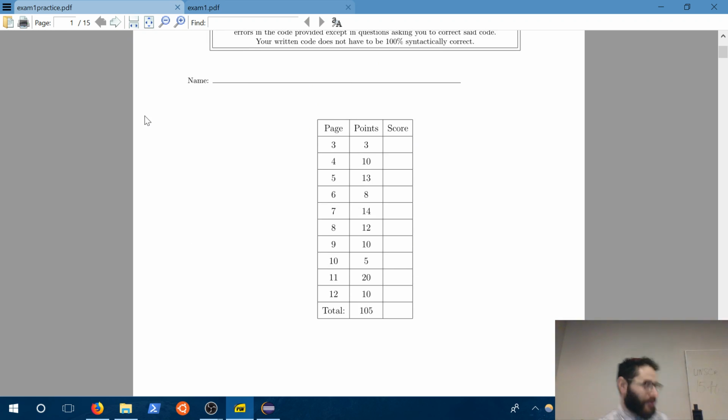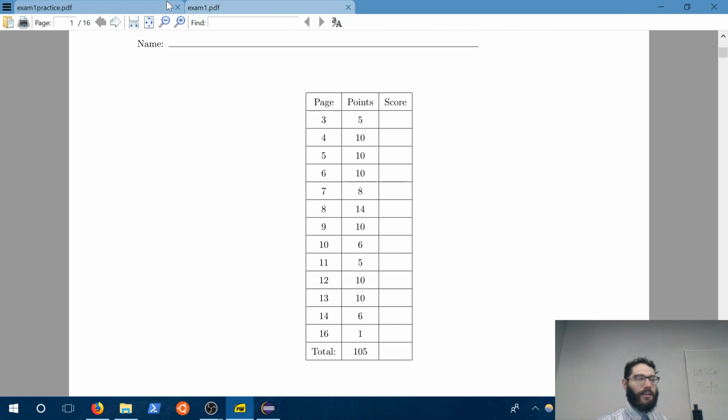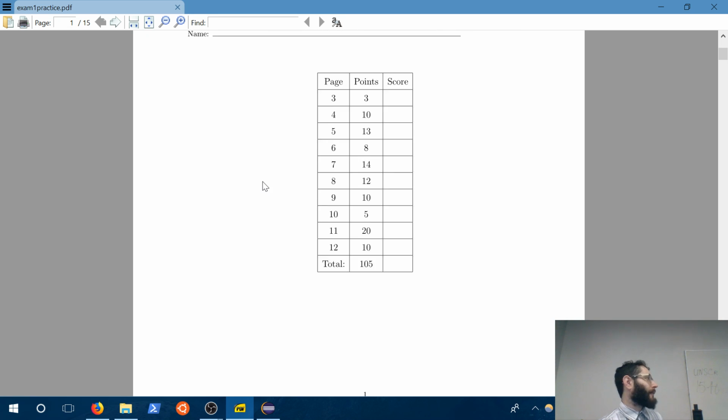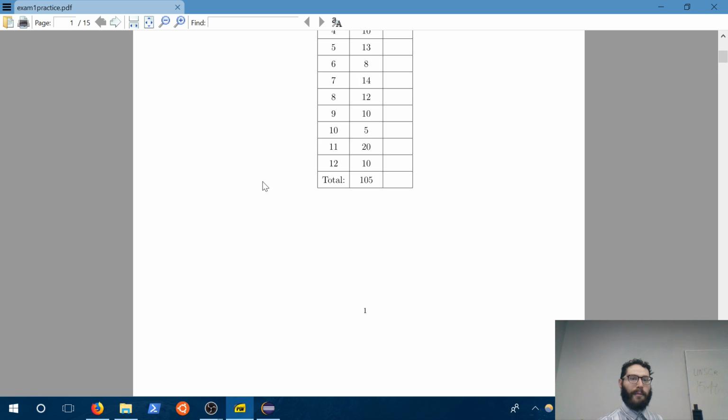Also notice that there's 105 points on the exam, on the practice exam and on the exam itself, but your grade will be out of 100. That means there's a 5-point buffer built in, sort of an automatic 5-point curve, if you will. It works out that way. It's like 5 points of extra credit baked in.